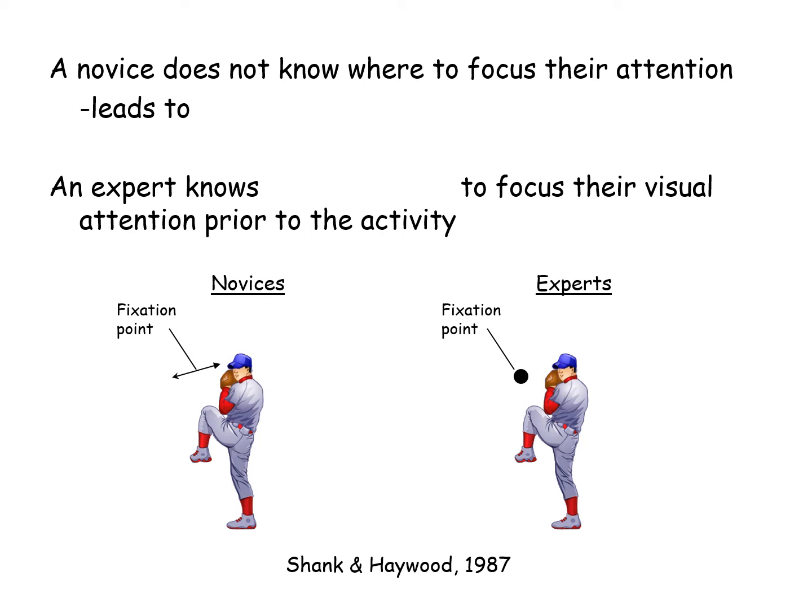So let's look at this. A novice does not know where to focus their attention. This leads to poor performance. An expert, however, knows where and how to focus their visual attention prior to their activity. So I kind of mentioned this in the movement variability, but a batter really has roughly 0.15 seconds to decide where to swing.